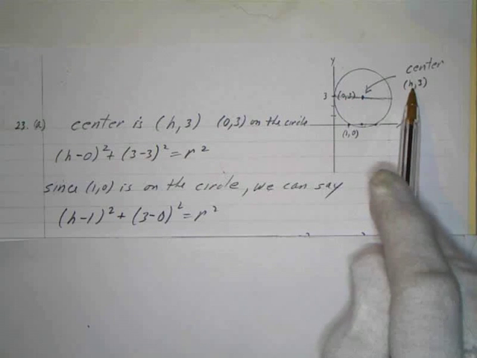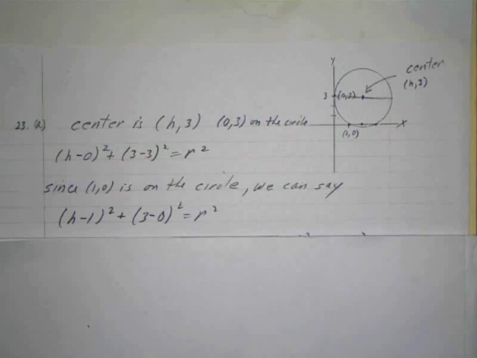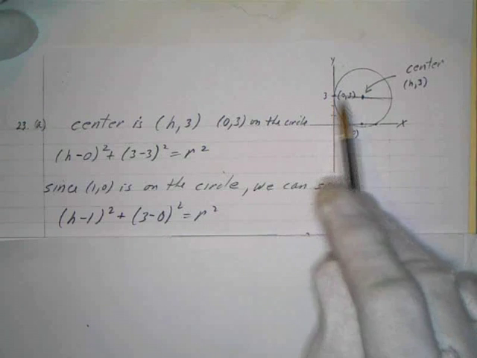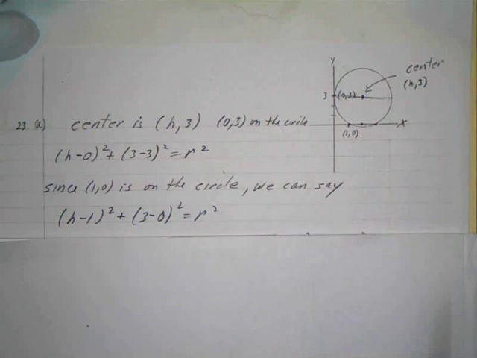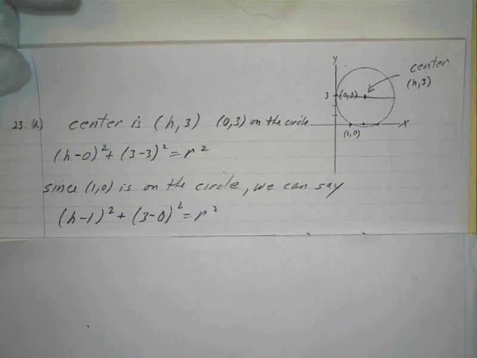And I don't know what h is, but I've got enough information to find it because I've got 2 different sets of data, two points that are actually on the circle, the point (0, 3) and the point (1, 0). Hope you can kind of understand that. I think I could probably have said it a little bit better.